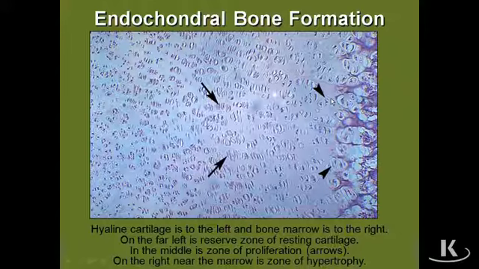The picture on the next slide shows endochondral bone formation and the stages that are involved in it. So on the left side of this picture is what we refer to as the reserve zone of resting chondrocytes and chondroblasts in existing lacunae. In the middle at the tip of the arrows is the zone of proliferation, and on the right basically is the zone of hypertrophy where the chondrocytes ultimately are undergoing programmed cell death and are invaded by osteoprogenitor cells that will form bone components of matrix.